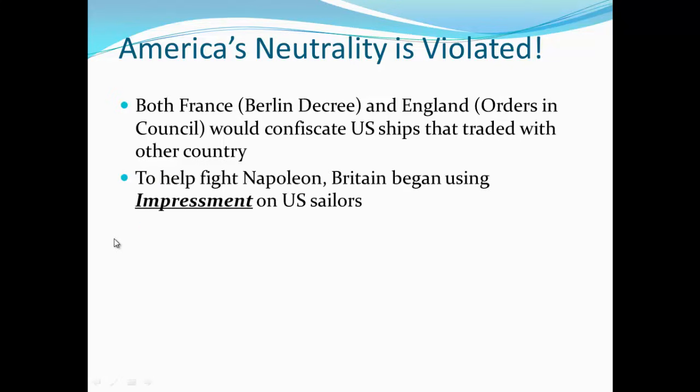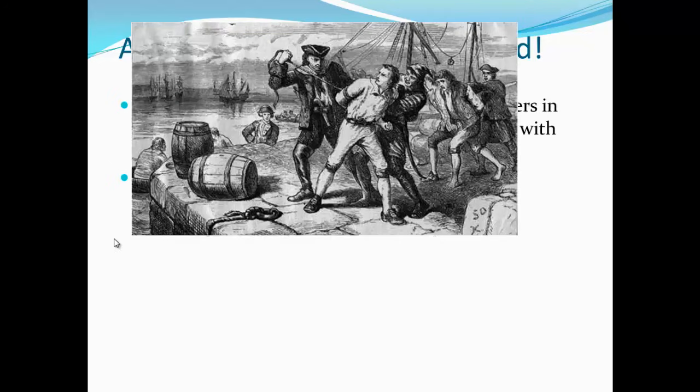And to help fight Napoleon, Britain began using something called impressment on U.S. sailors, which is essentially forcing sailors to join the British Navy. Oftentimes, they would kidnap sailors or merchants. The British Navy would board the ships and forcibly kidnap them and force them to join the British Navy. As many as about 6,000 Americans were kidnapped this way, and many of them died.